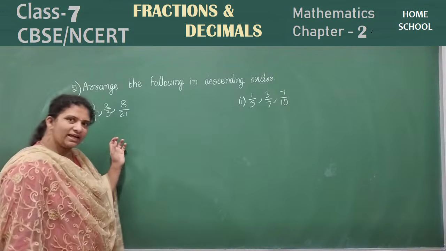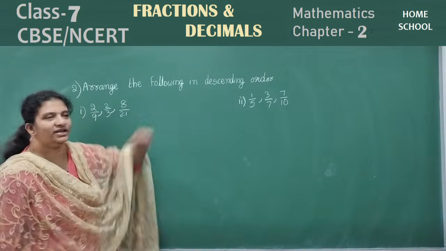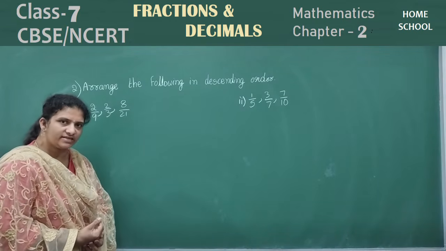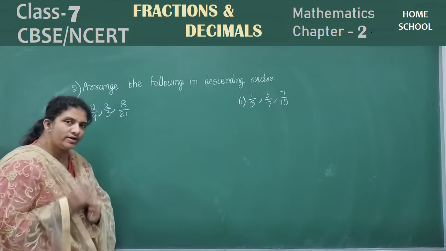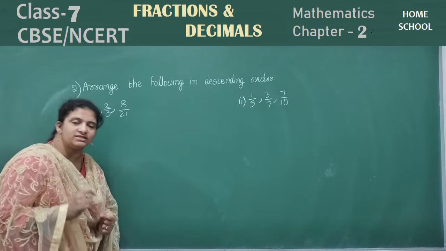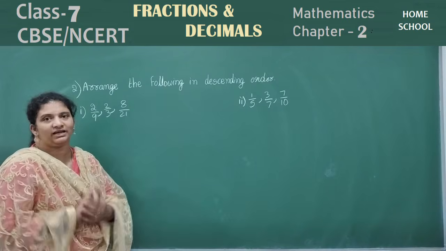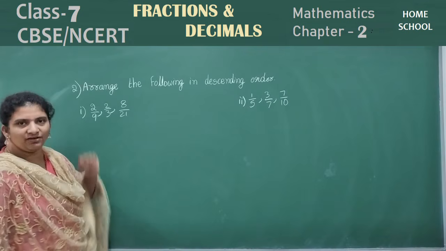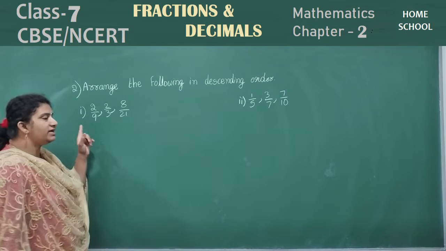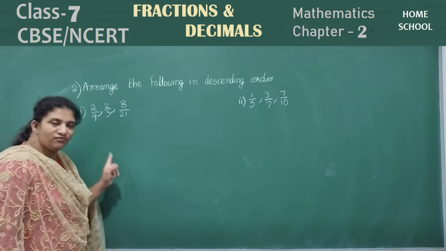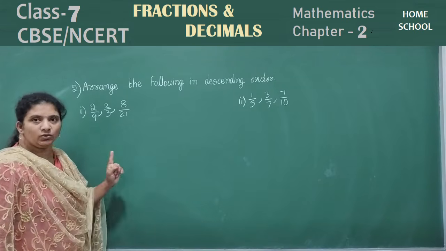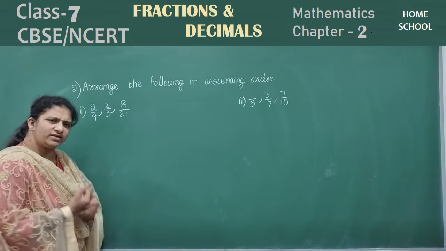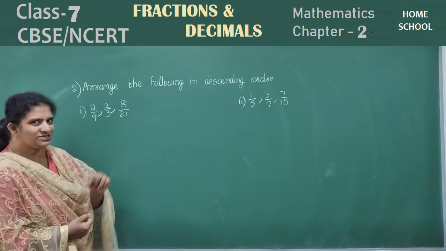So what is your second main, children? Arrange the following in descending order. How do we arrange the fractions in descending order? You should remember like fractions, unlike fractions, equivalent fractions. First you see these are all unlike fractions, right? Convert these unlike fractions into like fractions, then you can compare, then you can arrange in descending order. What is descending order? Big to small, right?